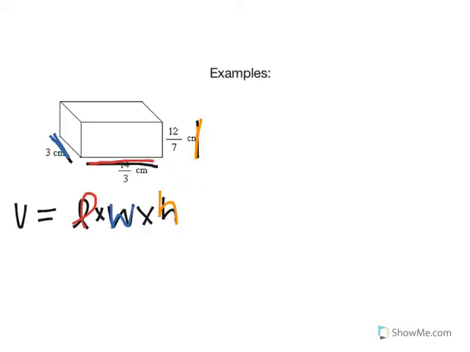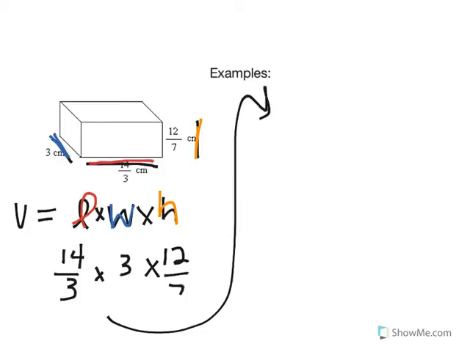Here we have 14 over 3 times 3 times 12 over 7. Okay? So we're going to change them all to fractions. Make sure everything's a fraction. So we're going to move up here so more space. So 14 over 3 is a fraction times 3. And to make this into a fraction, we just put it over 1 because 3 over 1 is 3. Okay, and then times 12 over 7.